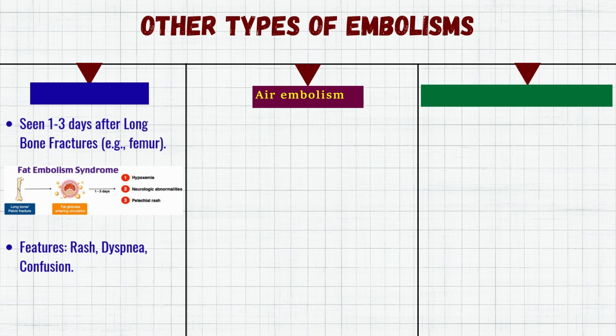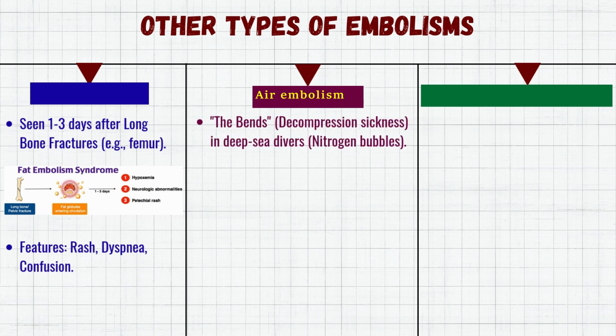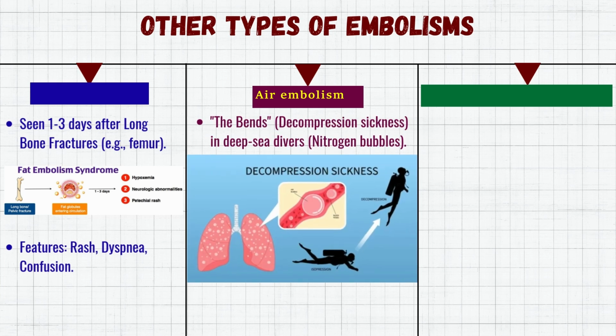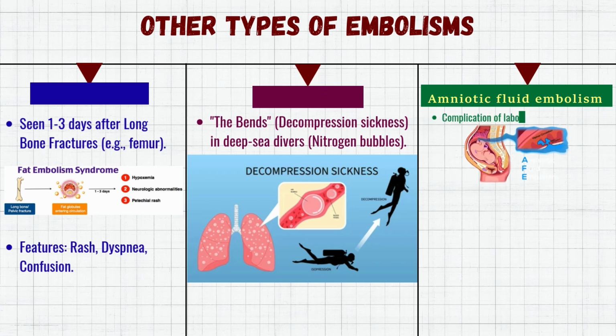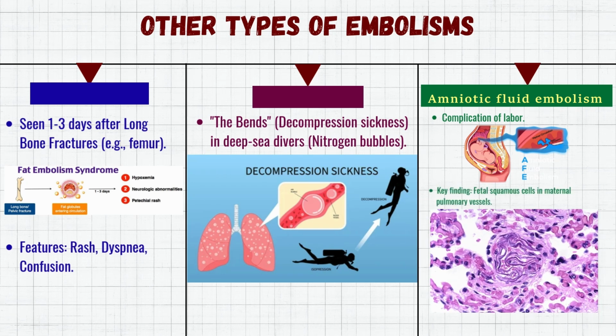In air embolism, the bends occur. For example, in decompression sickness in deep sea divers. It occurs due to nitrogen bubbles. Amniotic fluid embolism is a complication of labor. The key findings are fetal squamous cells in maternal pulmonary vessels. This leads to high mortality.